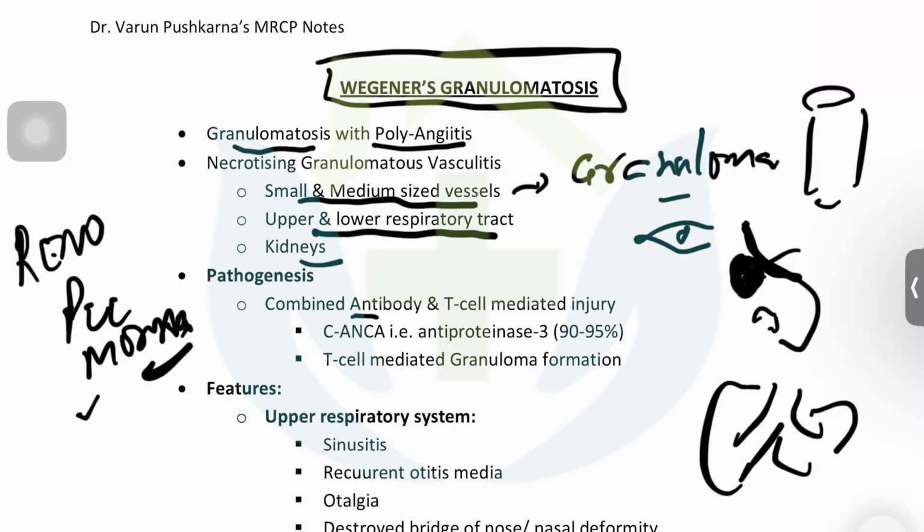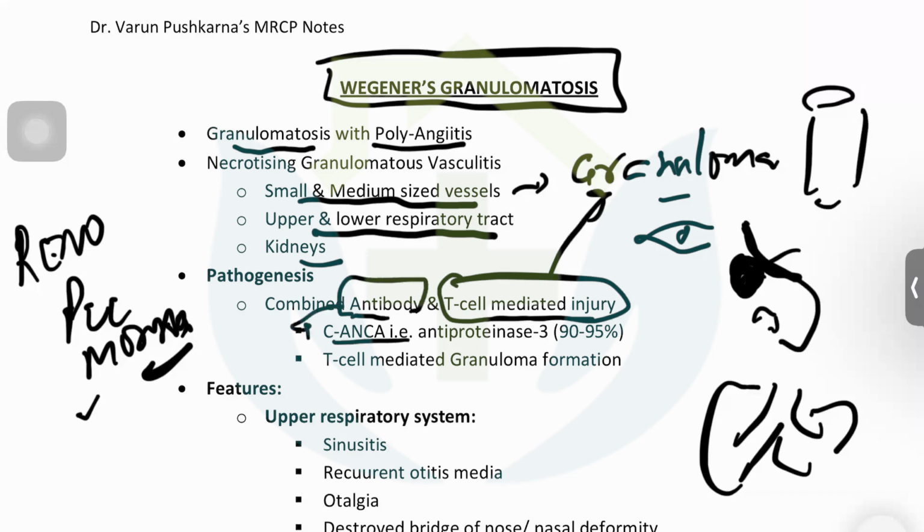This is combined antibody and T cell mediated injury. The T cells form the granulomas and antibodies tend to do the damage via C-ANCA, which is anti-proteinase 3, with 90 to 95% sensitivity.